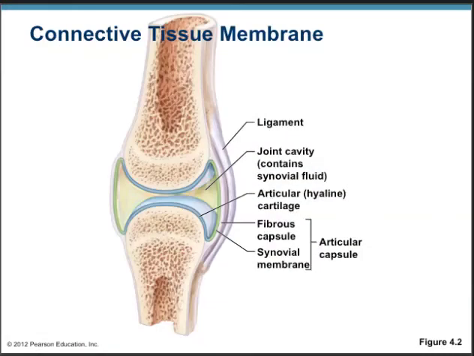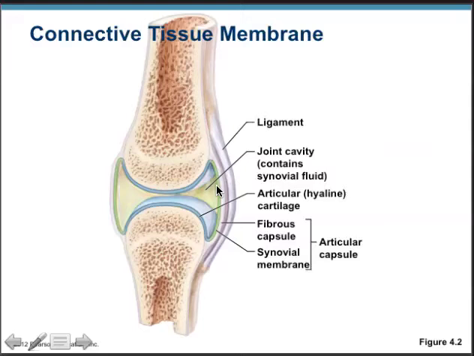Now, another type of membrane is the synovial membrane. It's made up primarily of connective tissue, and it lines fibrous capsules that surround the joints, and it secretes a lubricating fluid known as synovial fluid. The cells that secrete this are called synoviocytes, and the joints where you find this type of membrane are your freely movable joints, things like your fingers, your knees, your hips, your elbow, your shoulder, just to name a few.